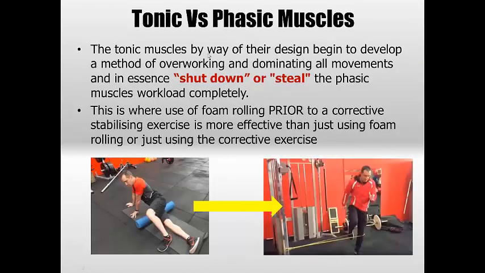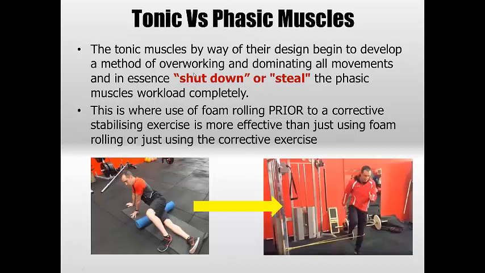It's something you need to keep in mind when you're trying to work out what to do. So the tonic and phasic muscles: the TFL and ITB are known as the tonic ones, where when there's a problem, they tend to overwork to protect you. On the flip side, there are the phasic ones which shut down, the glutes for example. VMO is another one. They tend to switch off entirely, creating more problems and turning the other ones up again.